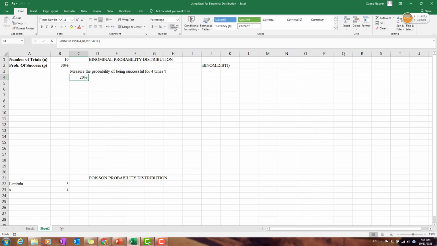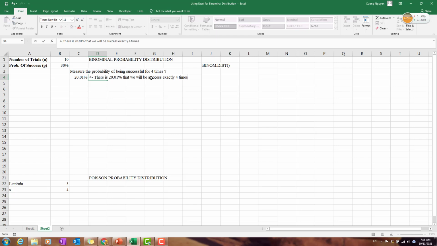So I can easily transform it into a percentage, and I can say it is about 20.01% that we will succeed exactly 4 times over 10 trials. Alright, that will be the point.